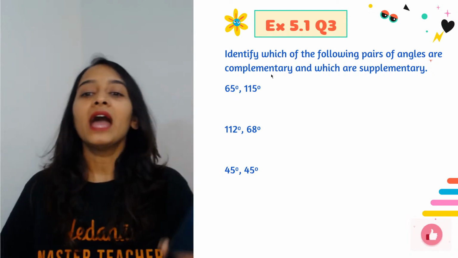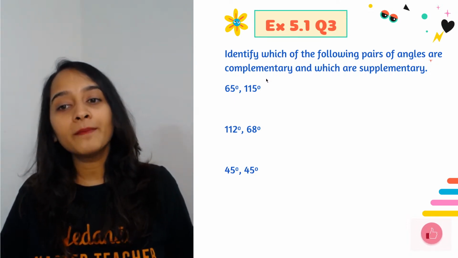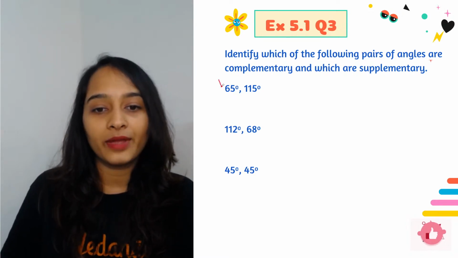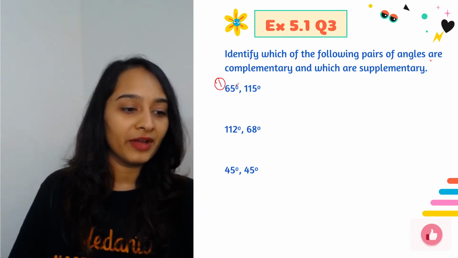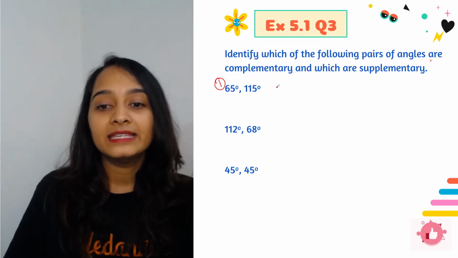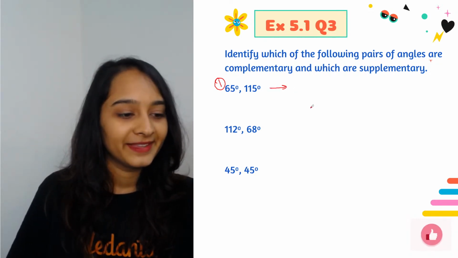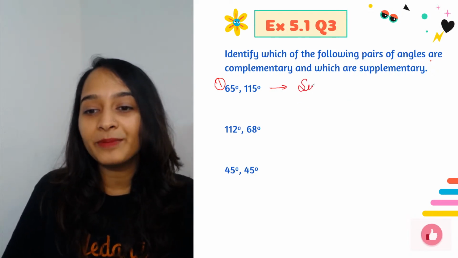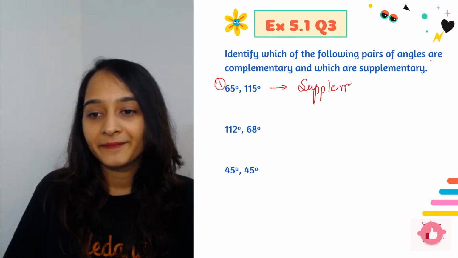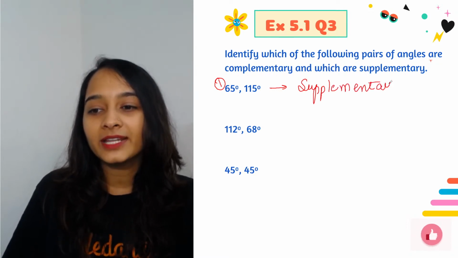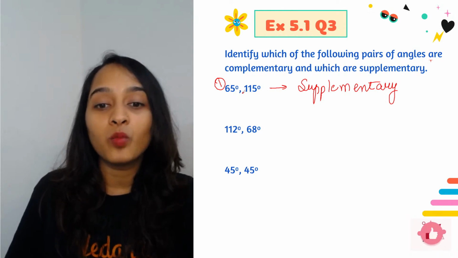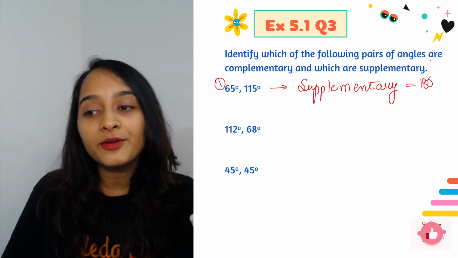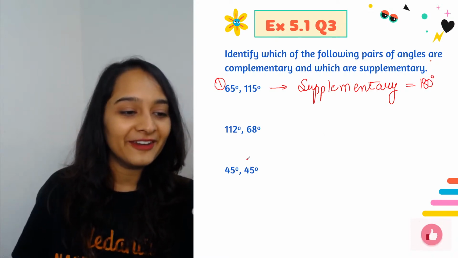Okay, let's go. Identify the following pairs which are complementary and which are supplementary. Let's talk about the first one here. First question, 65 and 115. Are they complementary or supplementary? They are supplementary. Why? When you add them, the sum is equal to 180 degrees. Very good.